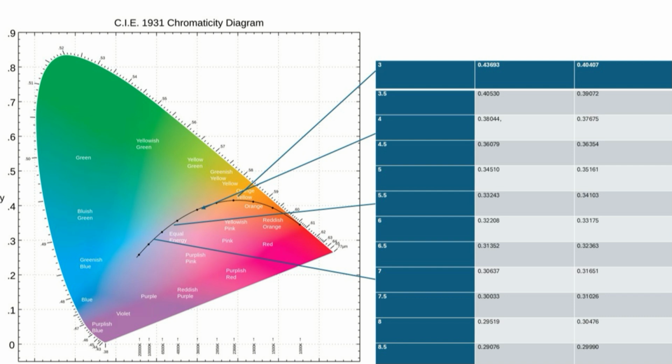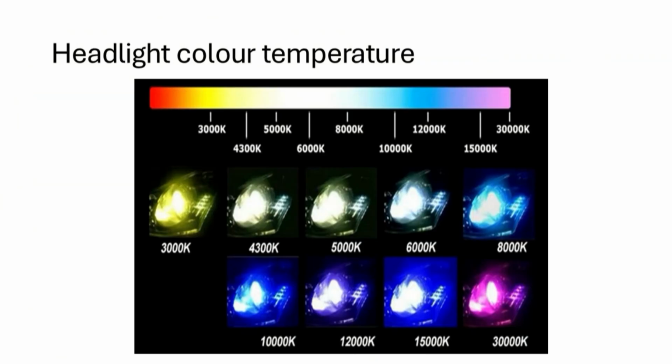The Planckian locus is the curve on the chromaticity diagram that represents the chromaticities of blackbody radiators at different temperatures. It ranges from reddish at low temperatures of around 2000 Kelvin to bluish at high temperatures around 6000 Kelvin. Each point on the Planckian locus corresponds to a specific color temperature and associated chromaticity coordinates.